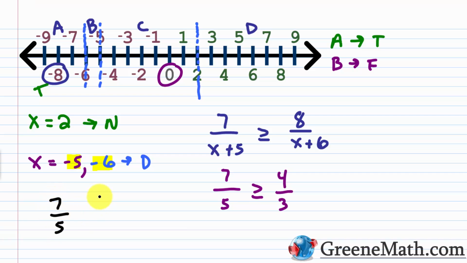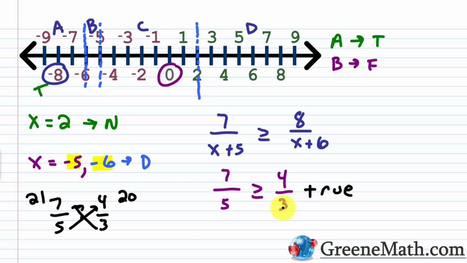So 7/5 and 4/3, put a question mark there. 5 times 4 is 20. 3 times 7 is 21. Again, the larger product is next to the larger fraction. So in this case, 7/5 is larger because 21 is larger than 20. So this is a true statement. This is true.